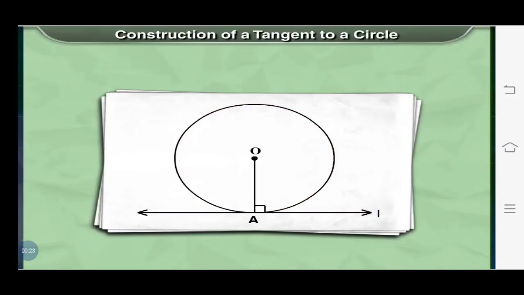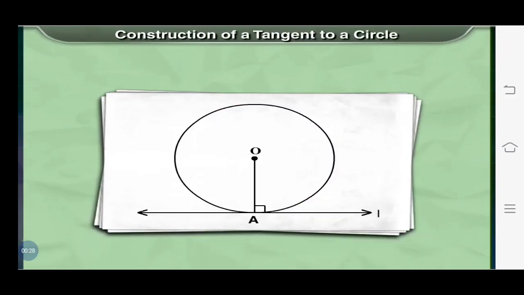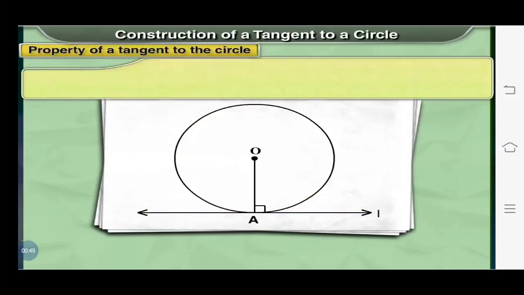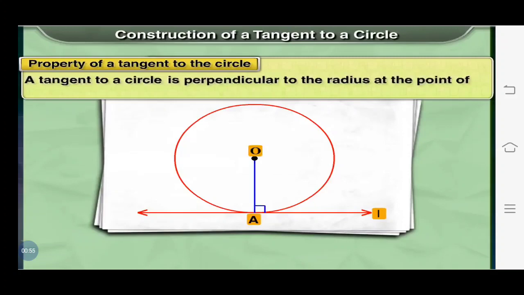Before we start with the procedure of constructing a tangent, we will recapitulate what we have learned about the tangents of the circle. In the figure here, you see that the line L intersects the circle in one and only one point. The line L is the tangent to the circle at point A. Also, we have learnt that a tangent to a circle is perpendicular to the radius at the point of contact. We will use this property to construct a tangent to the circle from a point given on the circle.